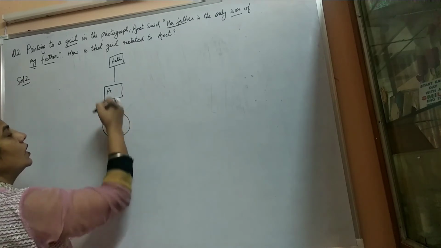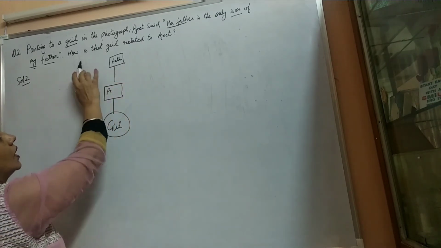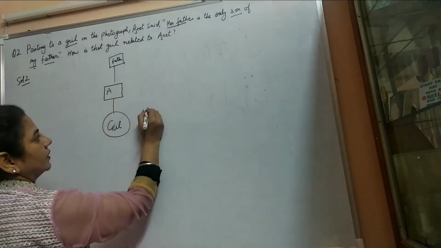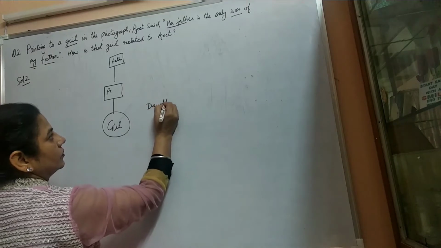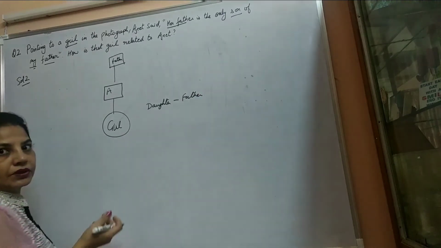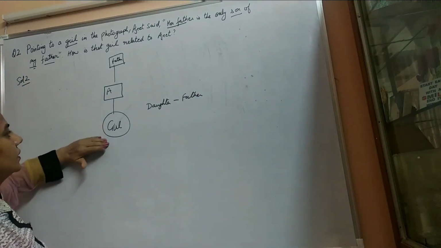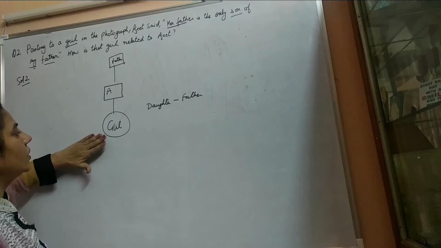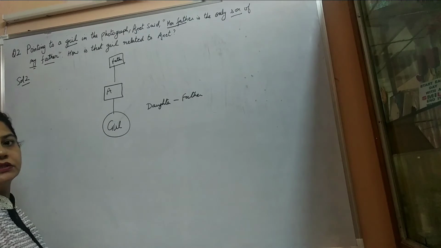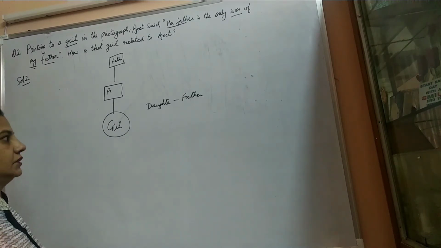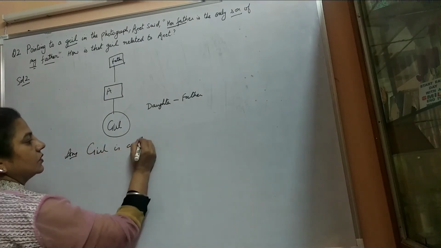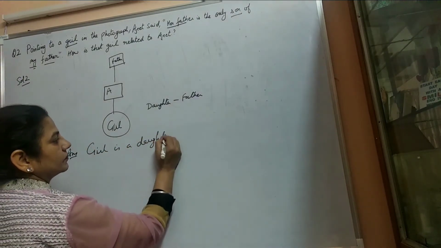So we can say how Ajit is related to the girl. The relation of Ajit and girl is father and daughter. You can say that Ajit is a father of the girl, or the girl is the daughter of Ajit. So the relation of the girl with Ajit is that the girl is a daughter of Ajit. So you can write here the answer as the girl is a daughter of Ajit.